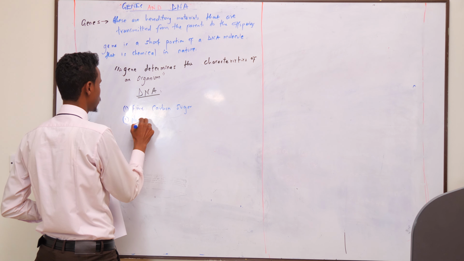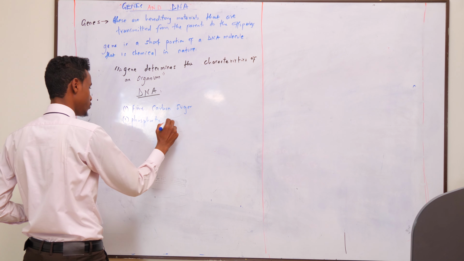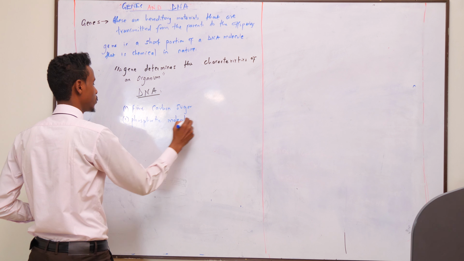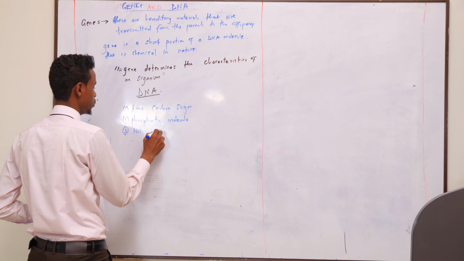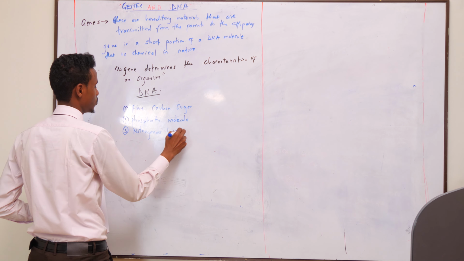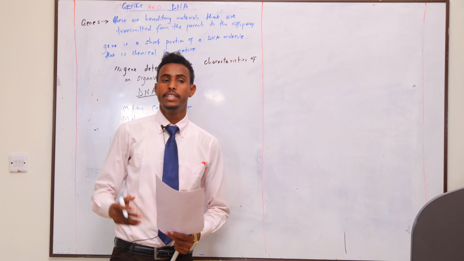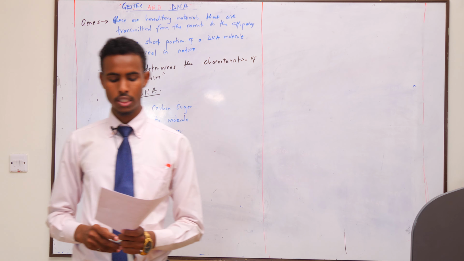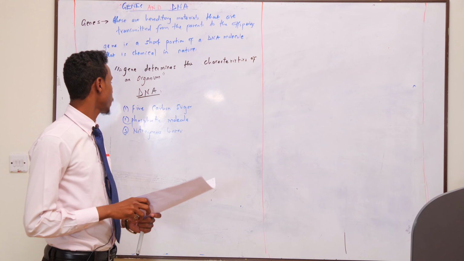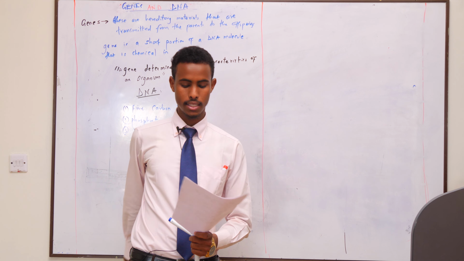Number 2, phosphate molecule. Number 3, nitrogenous bases. And we say the DNA is a complex molecule composed of 3 different components. That is 5 carbon sugar, the phosphate molecule, and the nitrogenous bases.